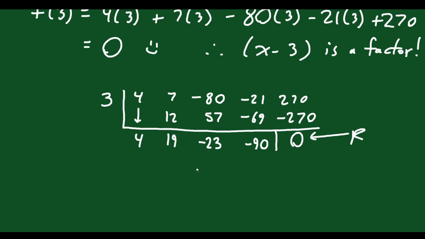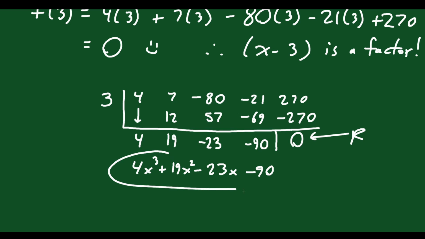So that means that what we have left over here is 4x cubed plus 19x squared minus 23x minus 90, right? That's what these numbers represent. So we can't quite factor this on our own yet. So we have to find another factor and then do another division, right?